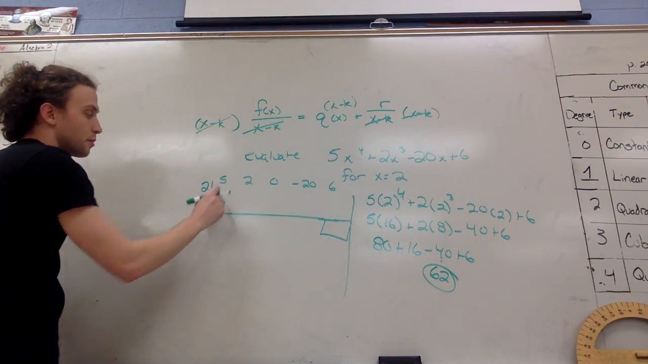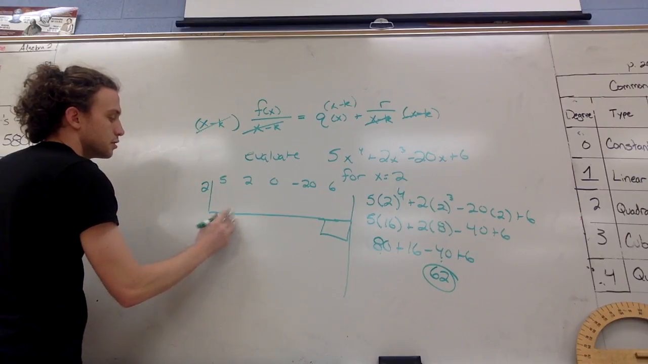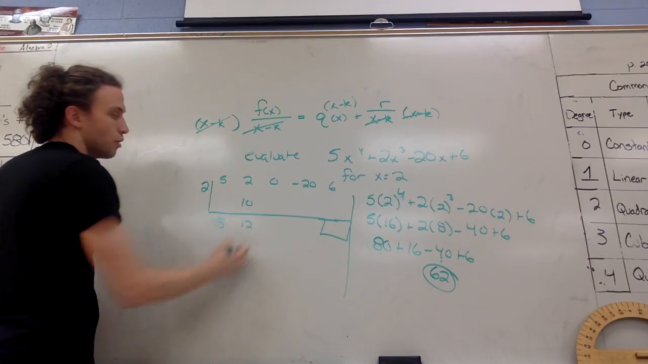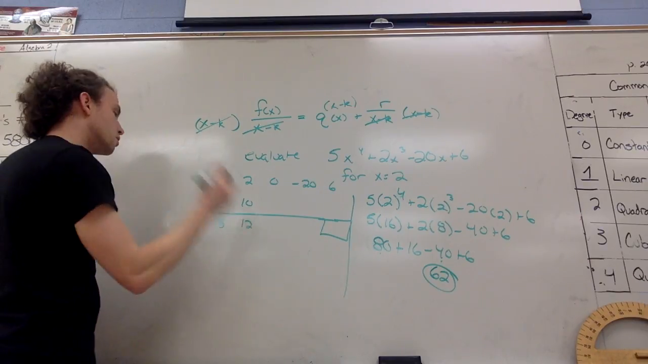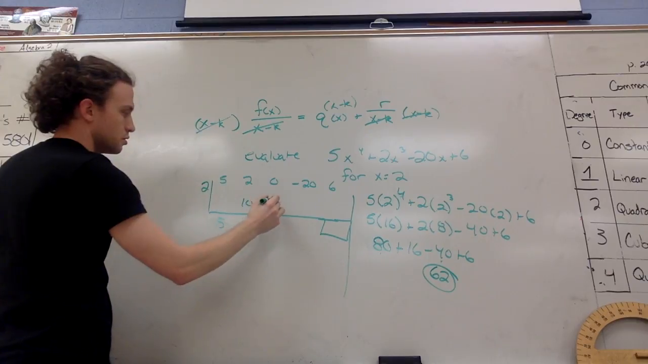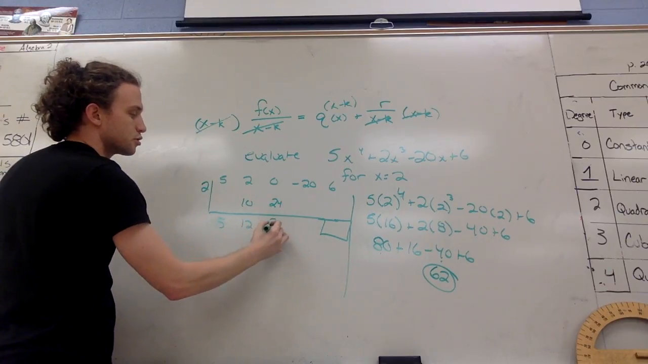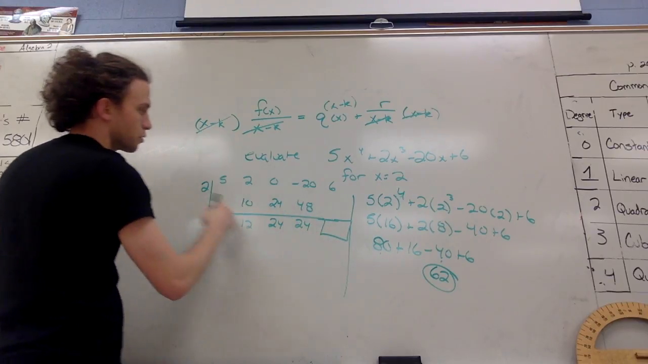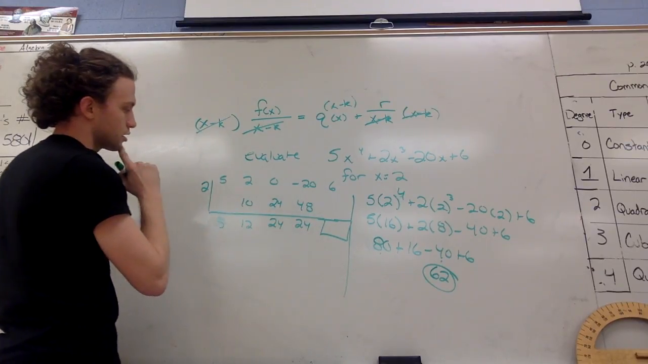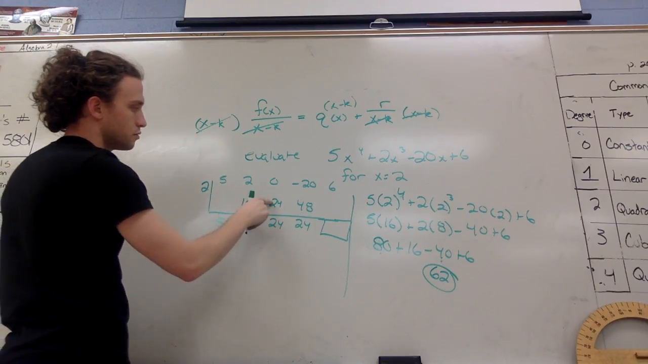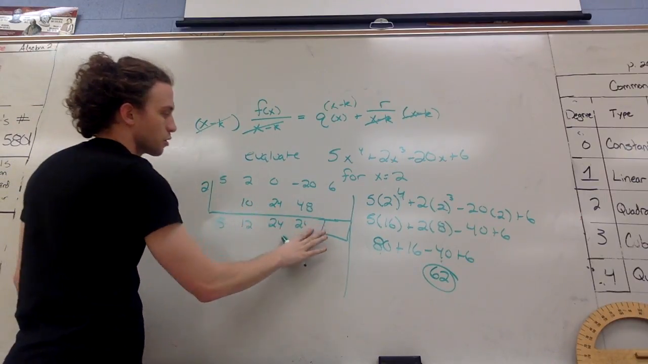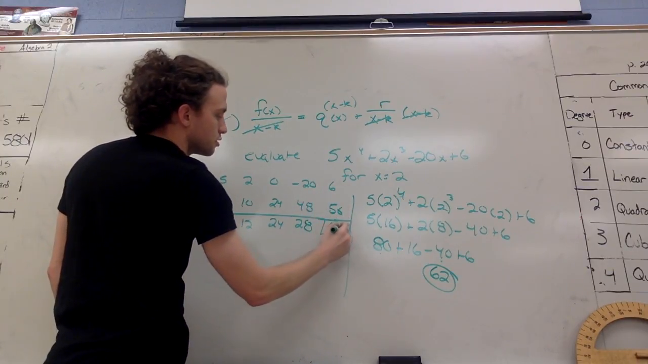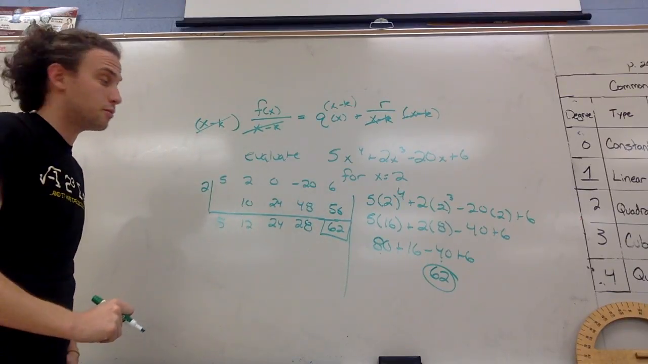That's all. I bring down my first number. Gives me 5. 5 times 2 is 10. This is 12. Wait a tick. 10, 12. Oh, this is 28. Oops. This is 56. 56 plus 6 is 62. We got the exact same value out.